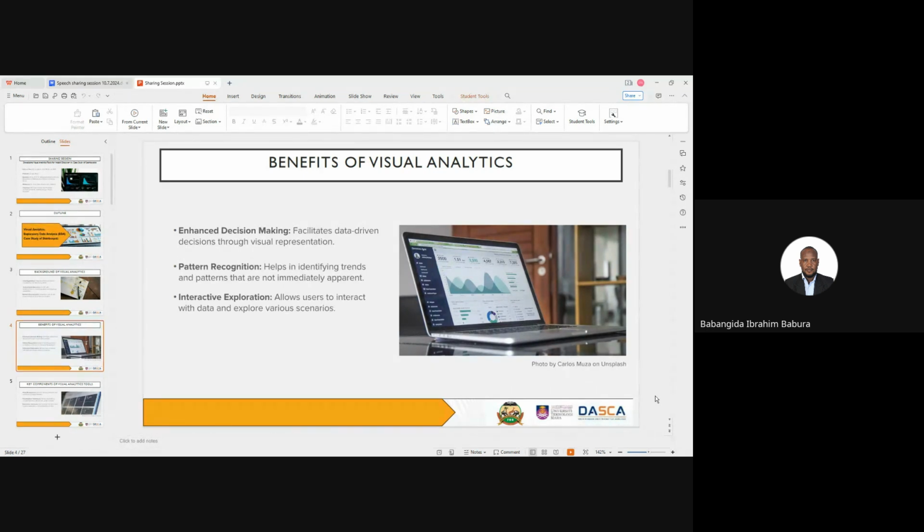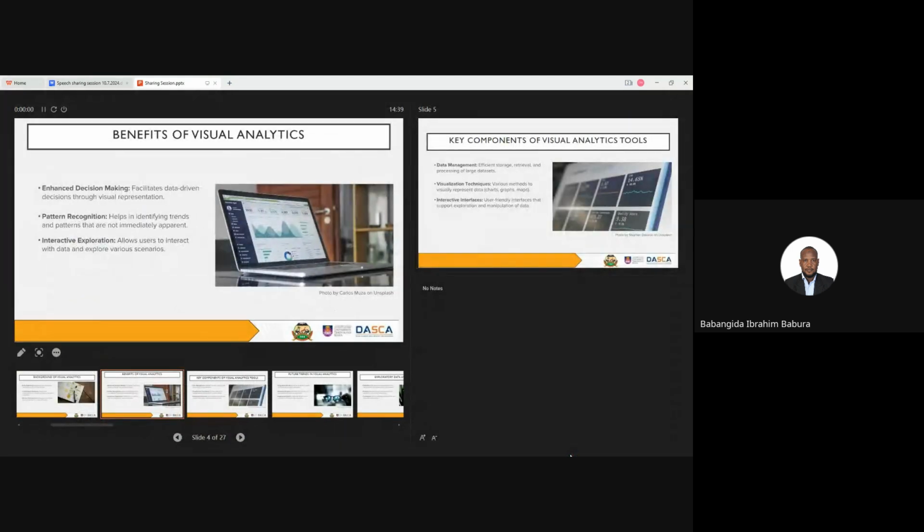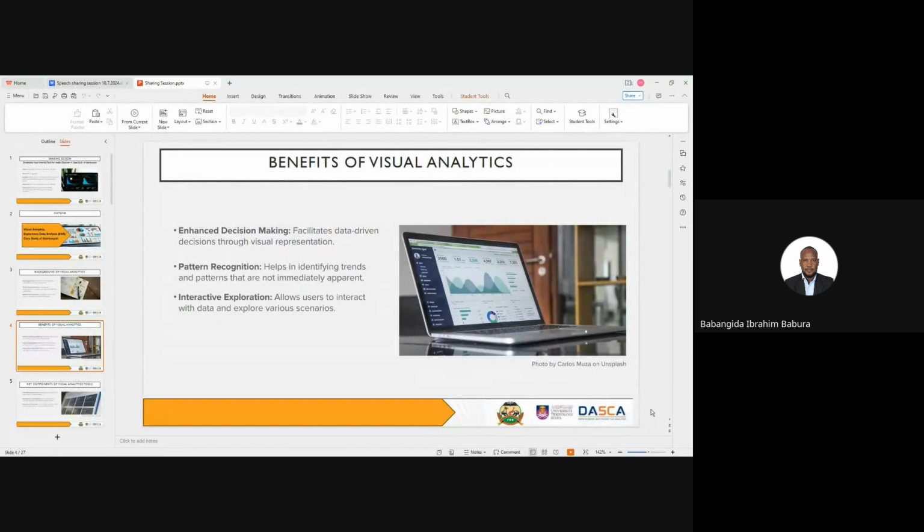So what are the benefits of visual analytics? I think everyone joining this discussion must have some insight into the benefits. For example, enhanced decision making. We know it facilitates data-driven decisions through visual representation. The moment you use visual representation, it's easy to convince any group that you want to make a particular decision about. Pattern recognition helps in identifying trends and patterns that are not immediately apparent. A block of data is very difficult to get insight into, but with visual representation in general, it helps you get immediate and apparent insight.